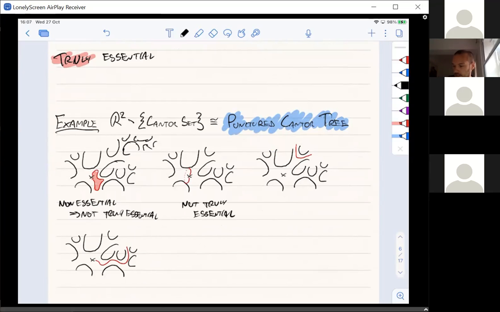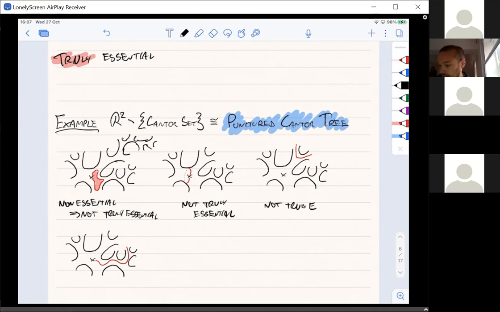Third picture, here's an arc which has endpoints out at the Cantor set somewhere. The way I've drawn it looks like these ends are distinct, but they could also be the same end. But the point is you're kind of fusing two points in the Cantor set together, which gives you a Cantor set as a result. That's the kind of homogeneous nature of Cantor sets. So this is also not truly essential.